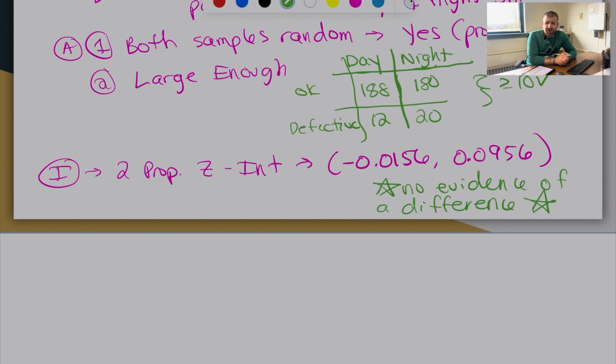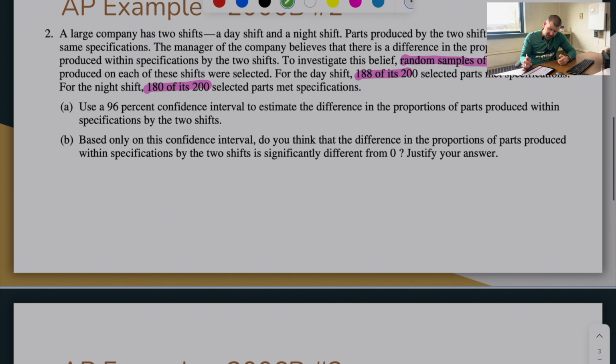Because 0 is there, I don't have evidence that the day shift or night shift produces fewer or more defective parts. If this interval was all positive or all negative, then I would have evidence. But because 0 is there, I don't have evidence of that at all. And so that's your part B of, based on this confidence interval, do you think that the difference in proportion of parts produced is different from 0? No, I don't, because 0 is in my interval.